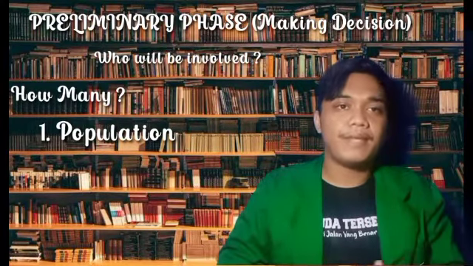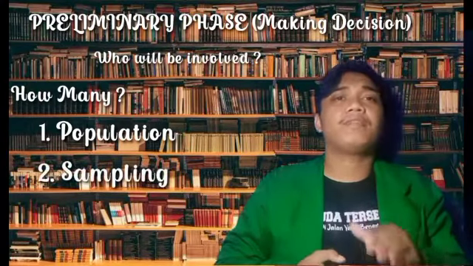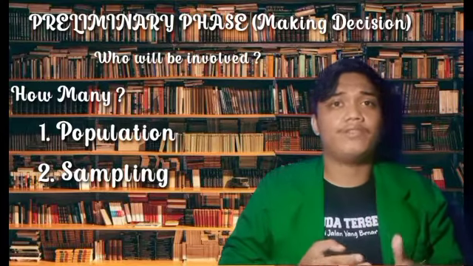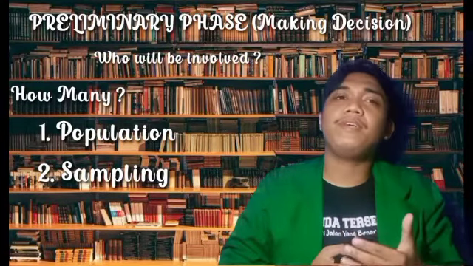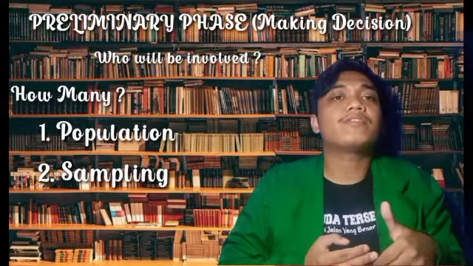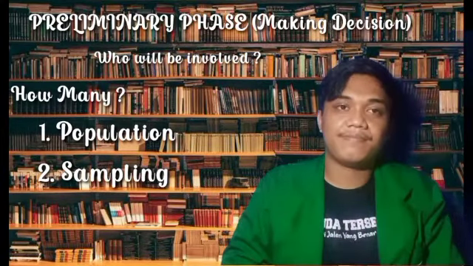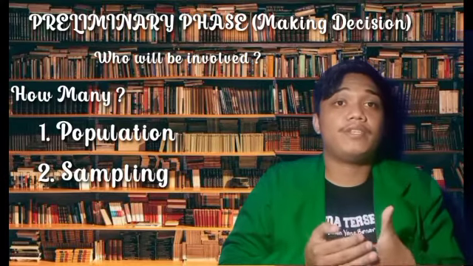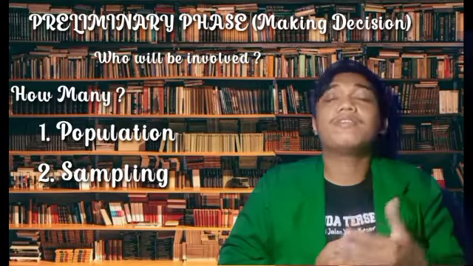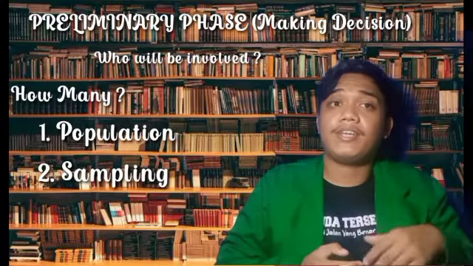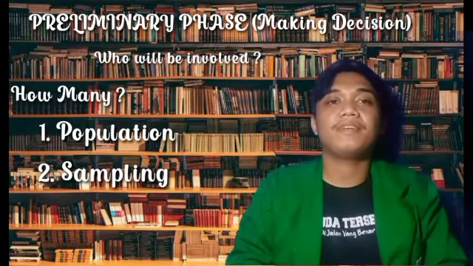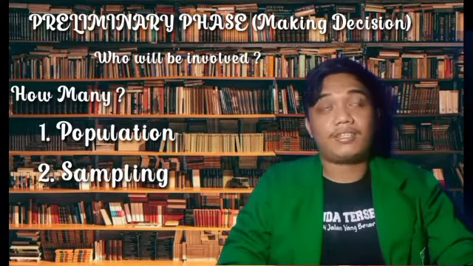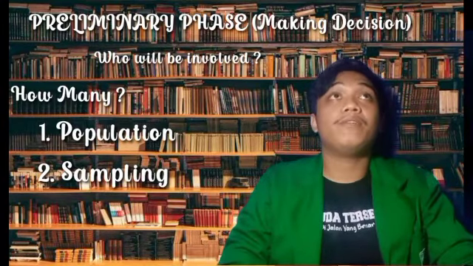Next is sampling. Sampling is the process of selecting an accurate representation of the population, which can be done through various sampling techniques. So the number of people involved is determined by considering population and sampling. So that is the first that I explained, who will be involved.